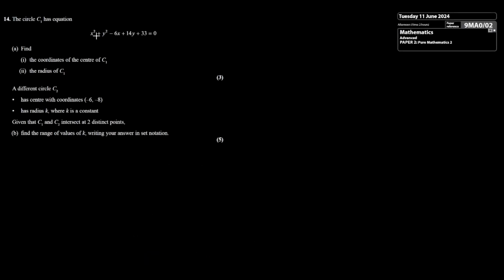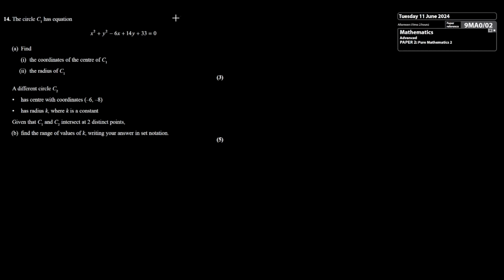So question 14, we've got a circle. And here's the equation, and we're supposed to find the centre of the circle and the radius of the circle. And that will get us 3 marks. Now to do that, we've got to group the y terms together and the x terms together and complete the square individually on both of them.